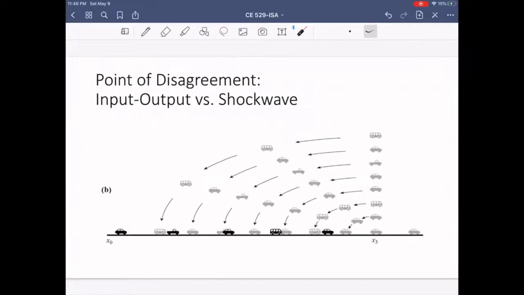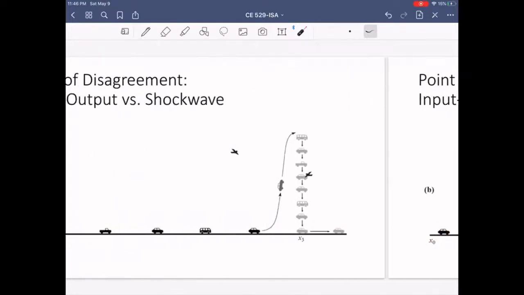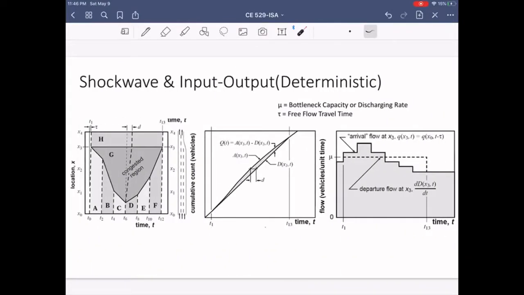And then let's take a look back at the shockwave theory. What it does is that it actually rotates this imaginary vertical stack into the horizontal axis, and it assumes that drivers would encounter these gray congestions even before reaching X3. So let's take a look at this graph here again. The drivers leaving from X0 would encounter the congestion even before reaching X3 here.